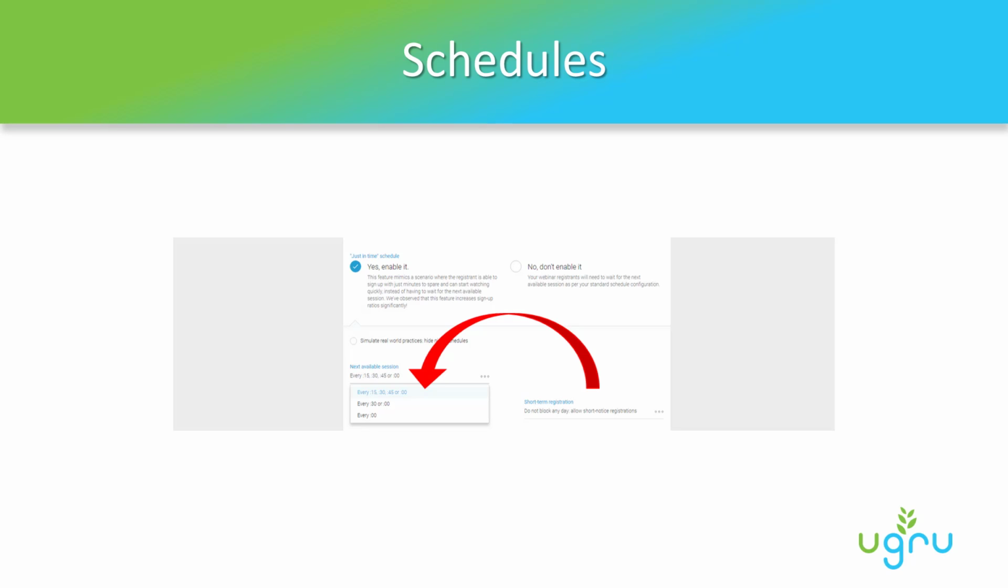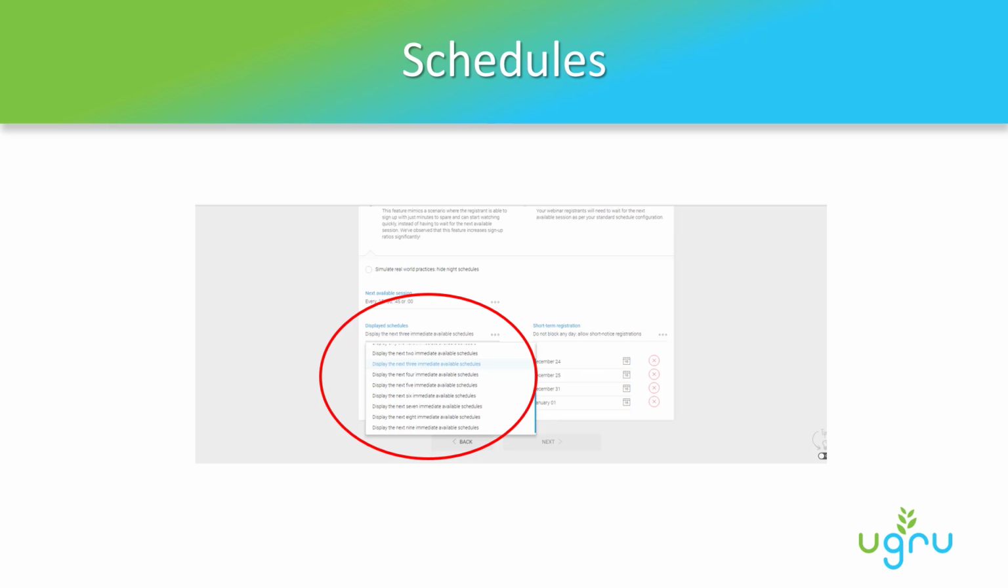Now, you want to choose how often each next available session will allow registrations if someone chooses to register just in time, okay? The default is every 15, 30, 45 minutes or on the hour. We recommend you keep it this way. Basically, no matter what time somebody comes in, there will be, oh wow, there's a webinar that's happening in 15 minutes or less, is basically what you want.